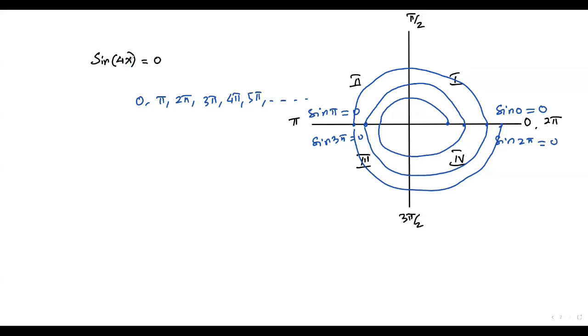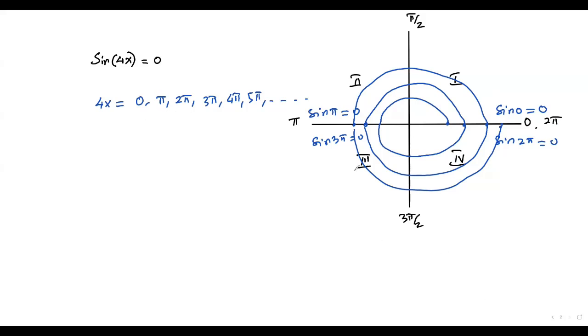It's 4x. So at the place of 4x, if I have 0, then sine 0 is equal to 0. At the place of 4x, if I have pi, then sine pi is also 0. So these are the possible angle measures we have for 4x. That is, 4x can be equal to 0 or pi or 2 pi or 3 pi or 4 pi or 5 pi. But our aim is to get the value of x.